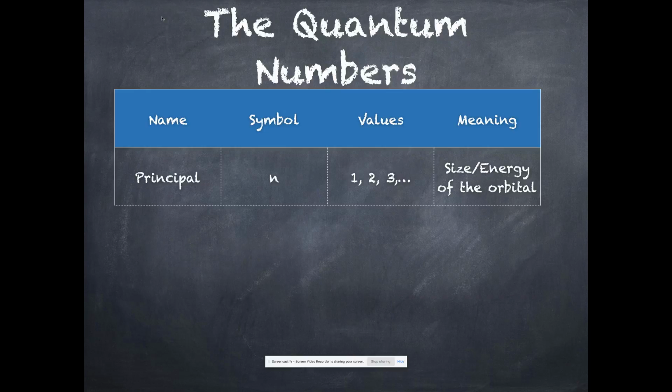So as the principal quantum number gets bigger, the electrons get farther away from the nucleus. The orbital is farther away, which makes it a higher energy orbital.